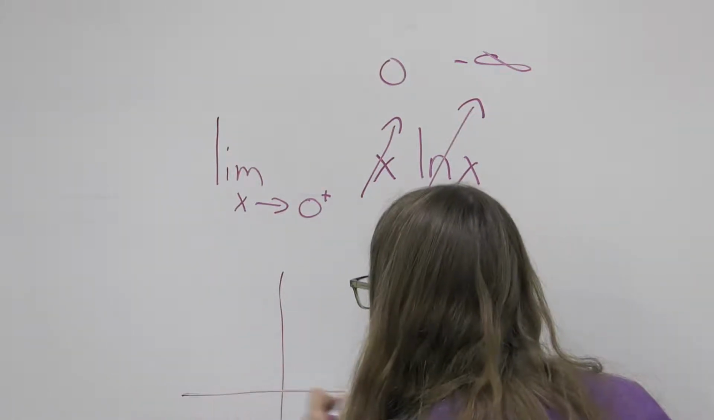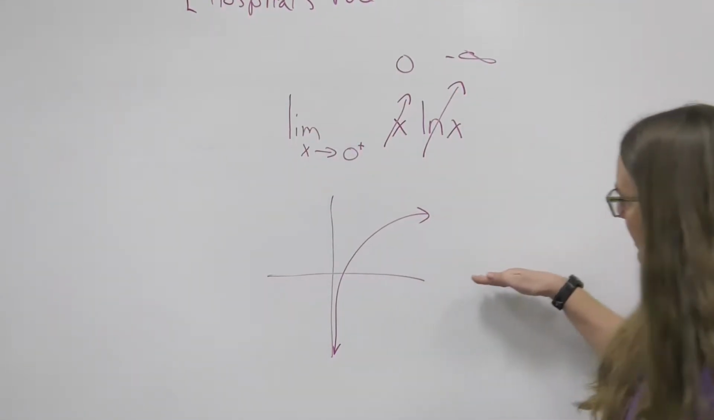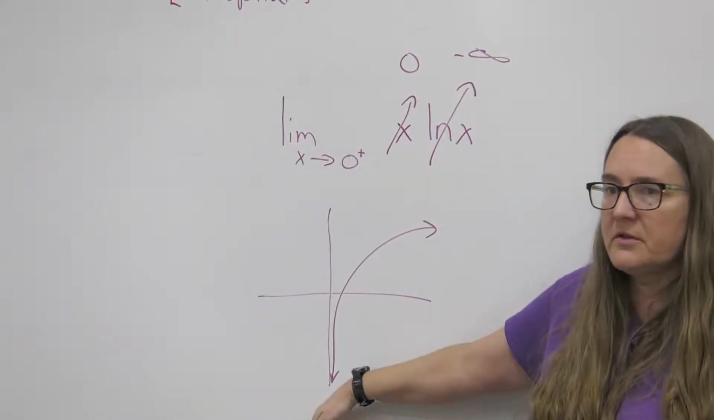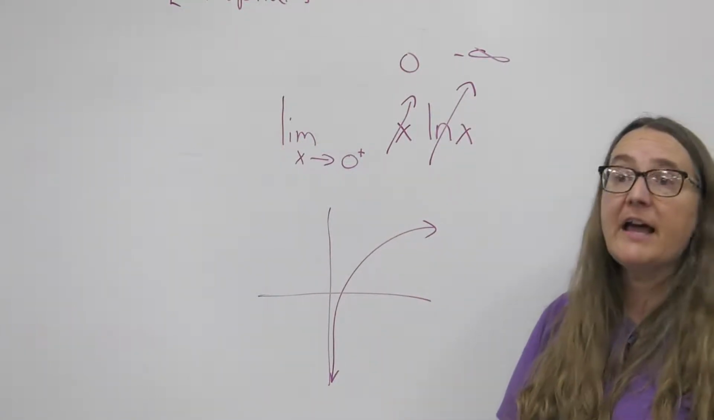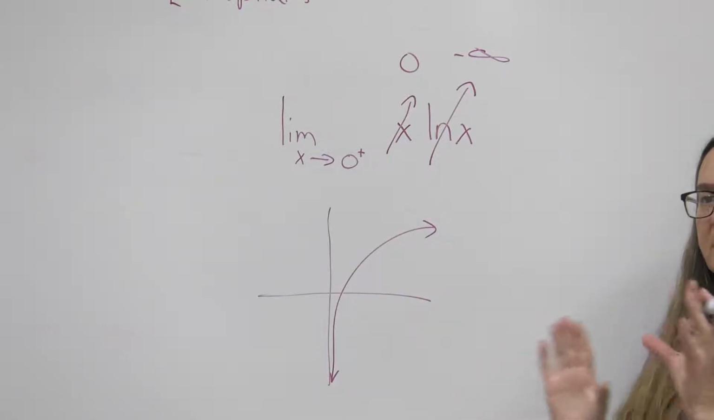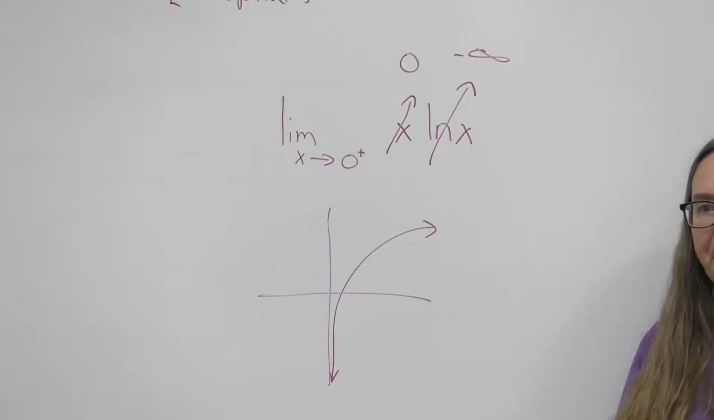Remember, we can see that by looking at the graph of the natural log function. As we come into 0 from the right, that function is going down towards negative infinity. We've got a vertical asymptote there. And anytime we have something like this, where we have quote unquote 0 times infinity or 0 times negative infinity, that's an indeterminate form.